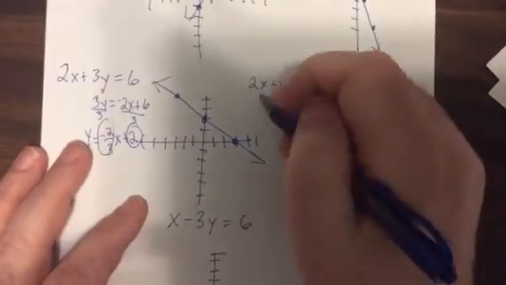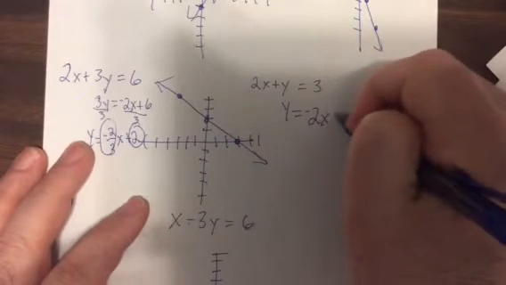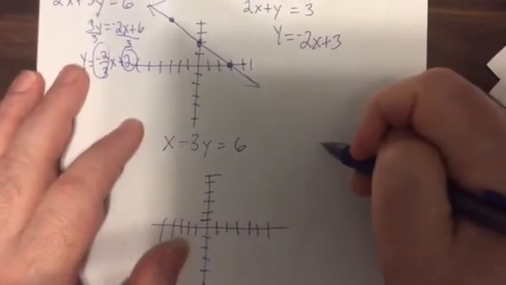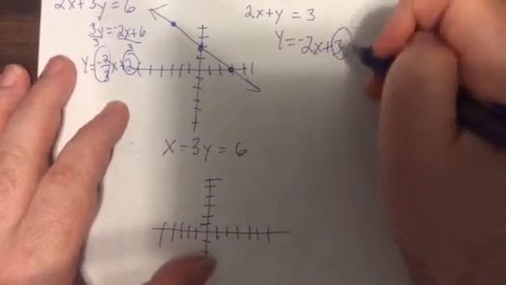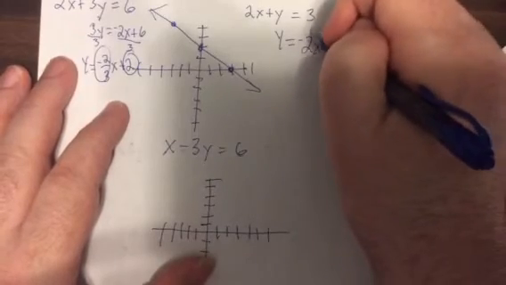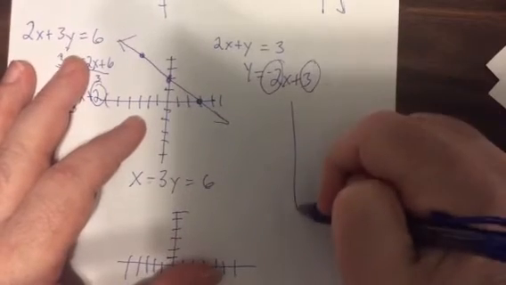So this one, solve for y. So I'm going to subtract 2x. Okay, kids, what is my y-intercept? Go ahead, tell me. That's right, 3. What's my slope? That's right, -2.